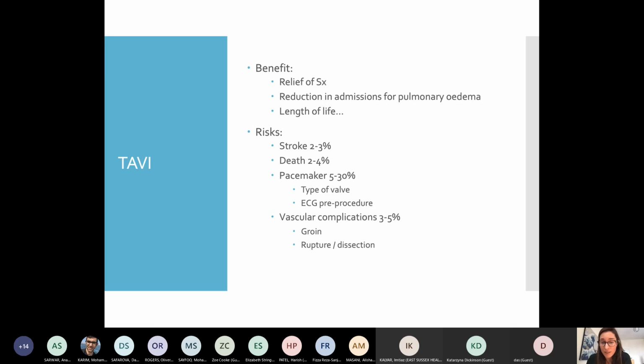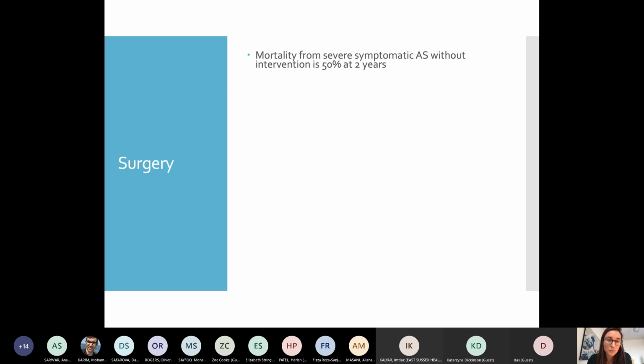And vascular complications are the big one for anyone who's worked in a TAVI centre, being called to see the patient who's developed shock because of bleeding in the groin. And you can actually rupture the aorta itself. So a lot of these patients have really calcified aorta as well as aortic valve, and suddenly opening a balloon within it can be problematic.